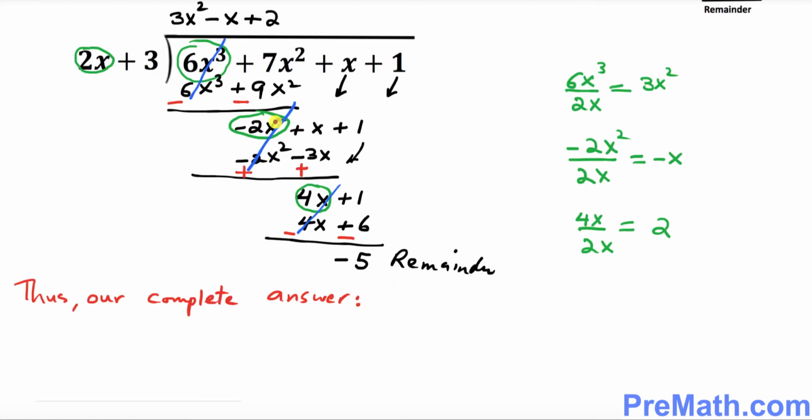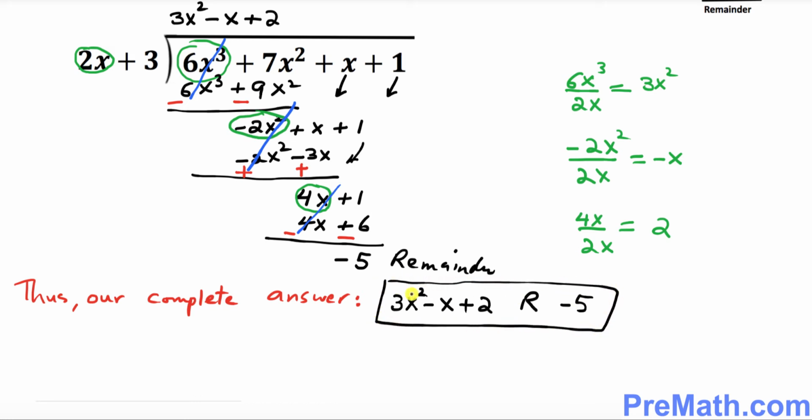So our complete answer is going to be whatever your quotient is right up here, just put down that one, 3x squared minus x plus 2, and then you put down the remainder, R stands for remainder, minus 5. And that is your answer.